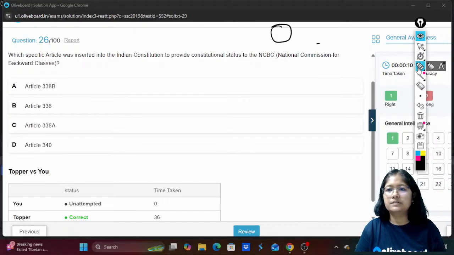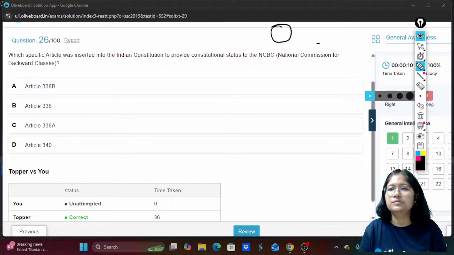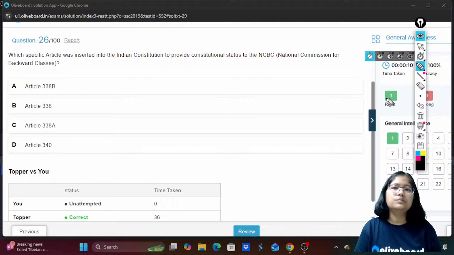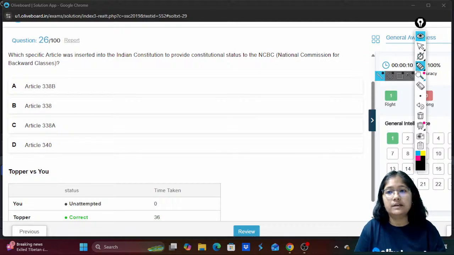I'll read the questions, and when I go to the next, in that case, I'll use the delete option and I'll come to the arrow mark as well. So meanwhile, you can read the questions in that time as well.